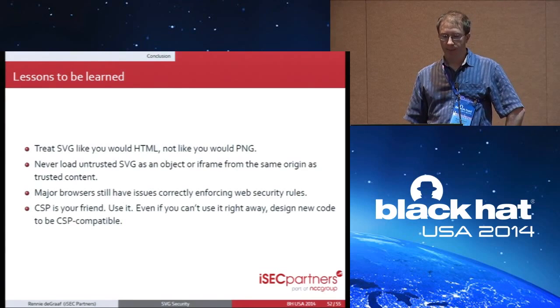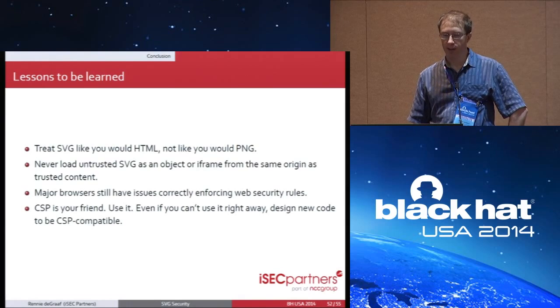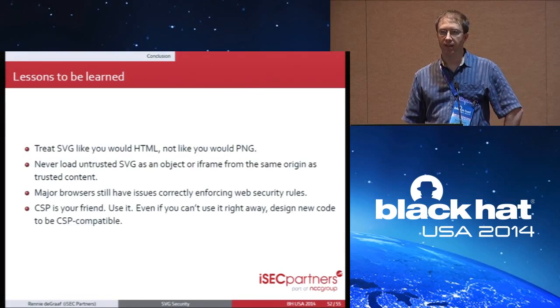If you're ever loading an untrusted SVG as an object or iframe, make sure it's not the same origin as other trusted content so that you can let same origin policy help you out. If you're loading the SVG as a static image, well then you don't have as many options because you can't use JavaScript and whatnot in it. But it's safer if there's untrusted content in there. Another takeaway from this is even today, browsers still have difficulty enforcing the basic browser security rules. And finally, CSP is your friend.